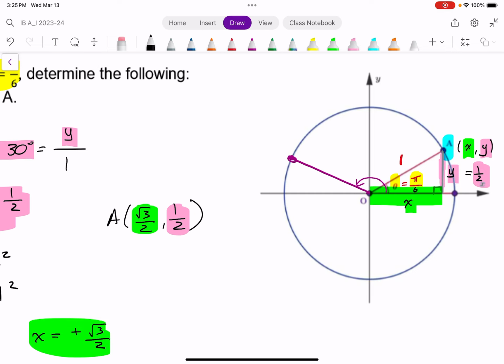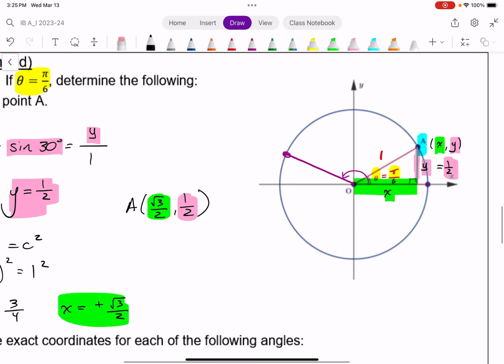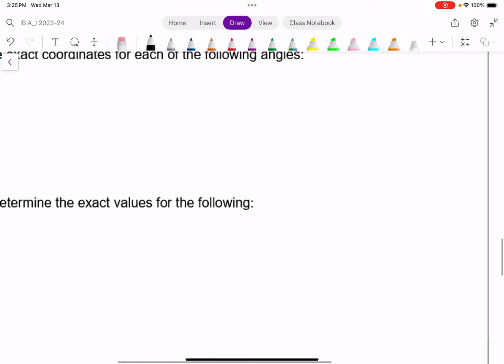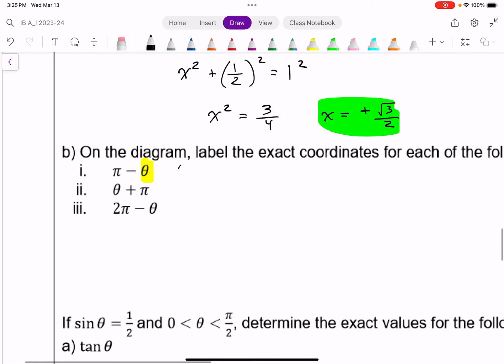be the same coordinates, but now it'll be in the second quadrant, which means my x value will be negative. It'll be negative root 3 over 2, but my y value will be unchanged. And so that's my answer for this. So I can say this would be negative root 3 over 2, but my y value would be unchanged. So that's for the first one.